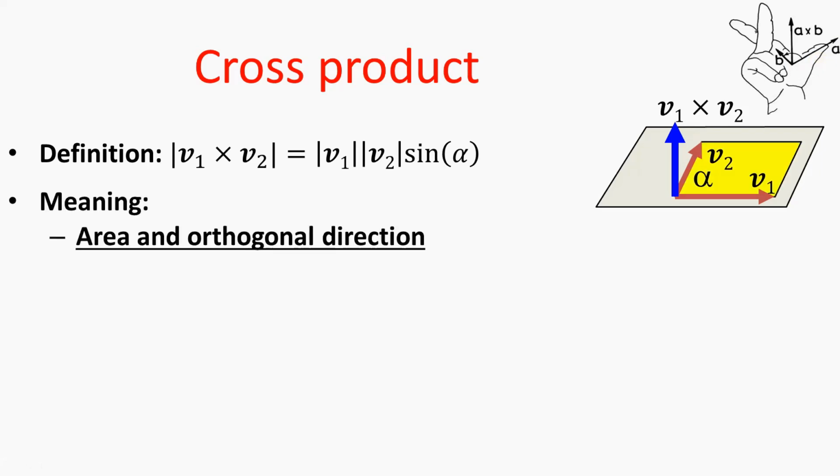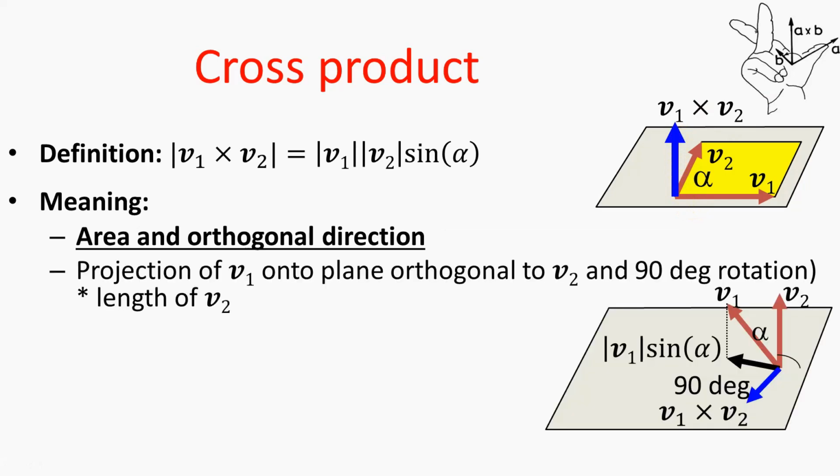The cross product also has interesting geometric meanings. On the one hand, the cross product is the area of a parallelogram, and the direction of the result is just orthogonal to the plane of the parallelogram. On the other hand, cross product is also a projection, similarly to the dot product. However, now the projection is organized differently. So we project vector v1 onto the plane that is perpendicular to v2. After projection, we apply a 90-degree rotation and finally scale up the resulting vector with the length of v2.